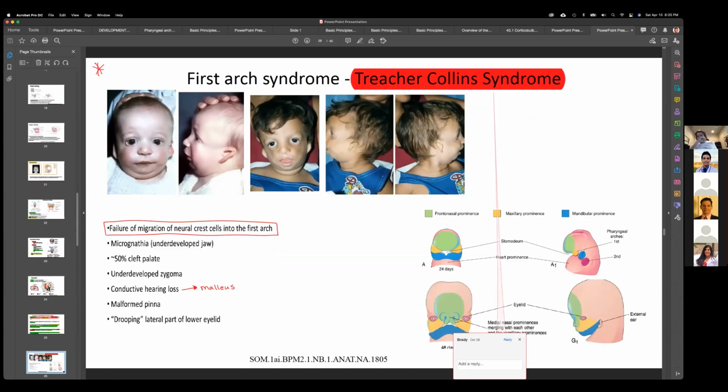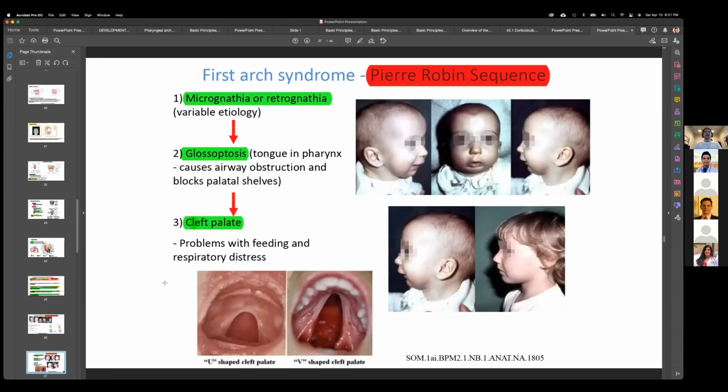And then finally, we get to some diseases. Diseases are always important. So Treacher-Collins syndrome is very similar to Pierre-Robin sequence, because they're both first arch problems. The way I understand it is Treacher-Collins is a more advanced form of Pierre-Robin's. So knowing some of the exceptions that differentiate the two, I believe Treacher-Collins is the one that deals with conductive hearing loss, whereas Pierre-Robin's does not.